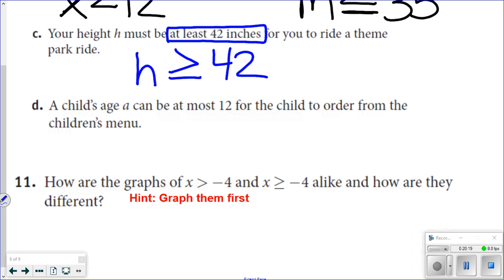A child's age A can be at most 12 for the child to order from the children's menu. So if you go to a restaurant, think about who can order from the kids' menu. Can your grandma get away with ordering from the kids' menu, or your parents, or your older siblings, or you? Me, I can't get away with it. But think, if we had a 2-year-old, or a 5-year-old, or an 8-year-old, they all can order from the kids' menu. So age has to be less than or equal to 12.